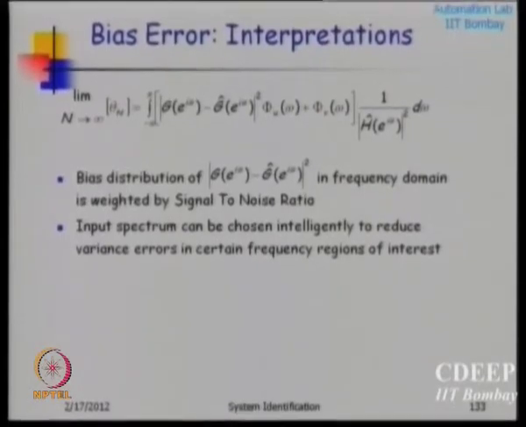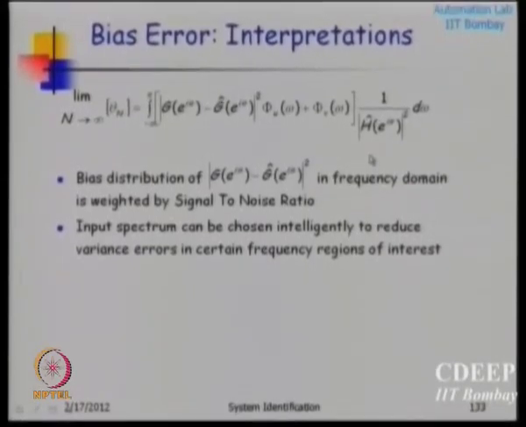So all that you can do is to shift emphasis in which frequency band you want good match, in which frequency band you can live with mismatch. Okay. How do you do that? By choosing input spectrum properly. Or by choosing shaping filter properly. So there are different ways of handling this.